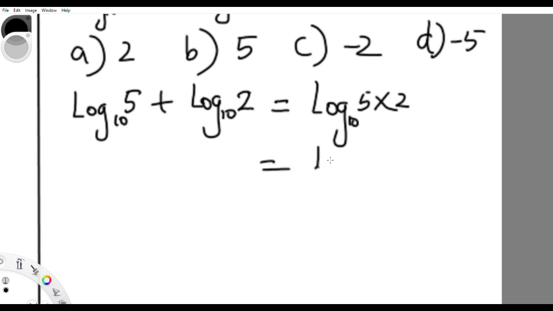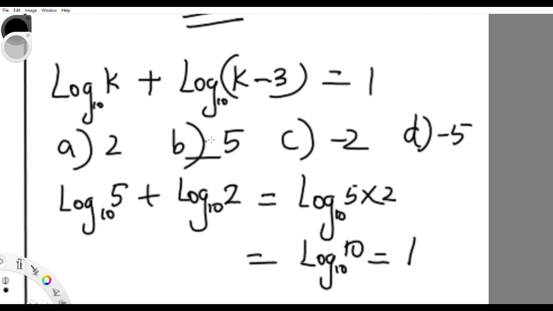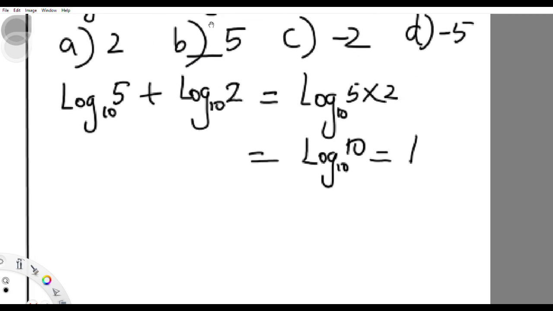And what is 5 times 2? 10 to the base of 10. What's 10 to the base of 10? 1. So the answer is definitely B. You've done it just like that. You've gotten the answer just like that. You move on to the next question.